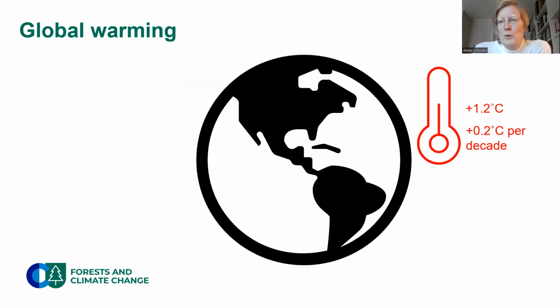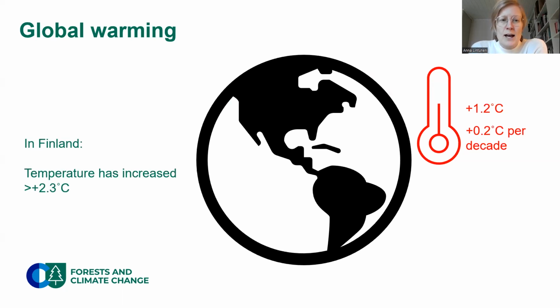A few words about global warming. The global temperature has already increased by 1.2 Celsius degrees from the pre-industrial times. And currently, the global temperature is increasing approximately 0.2 Celsius degrees per decade. However, the high latitudes are warming even faster than the global average. For example, in Finland, the temperature has already increased by approximately 2.3 Celsius degrees from the pre-industrial times.